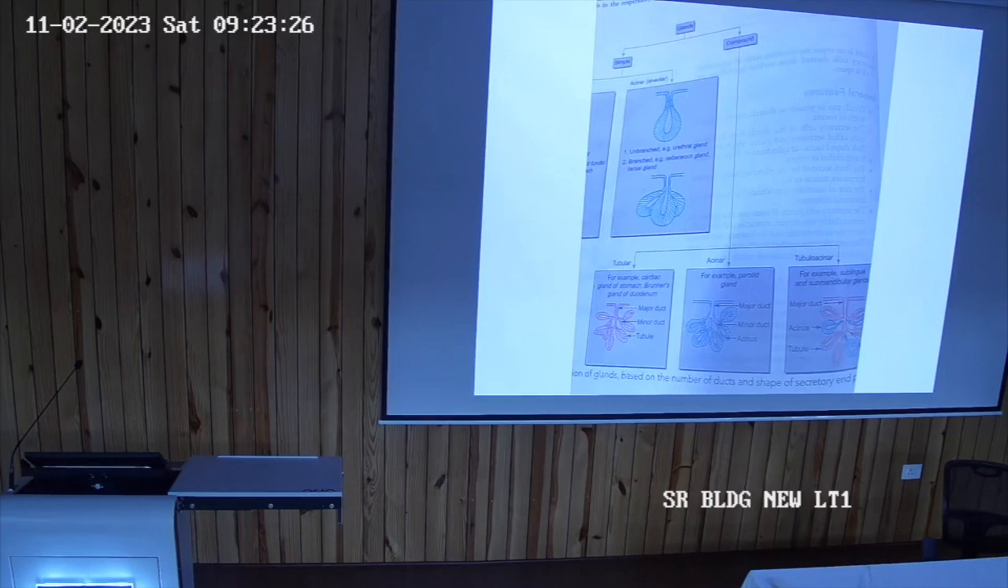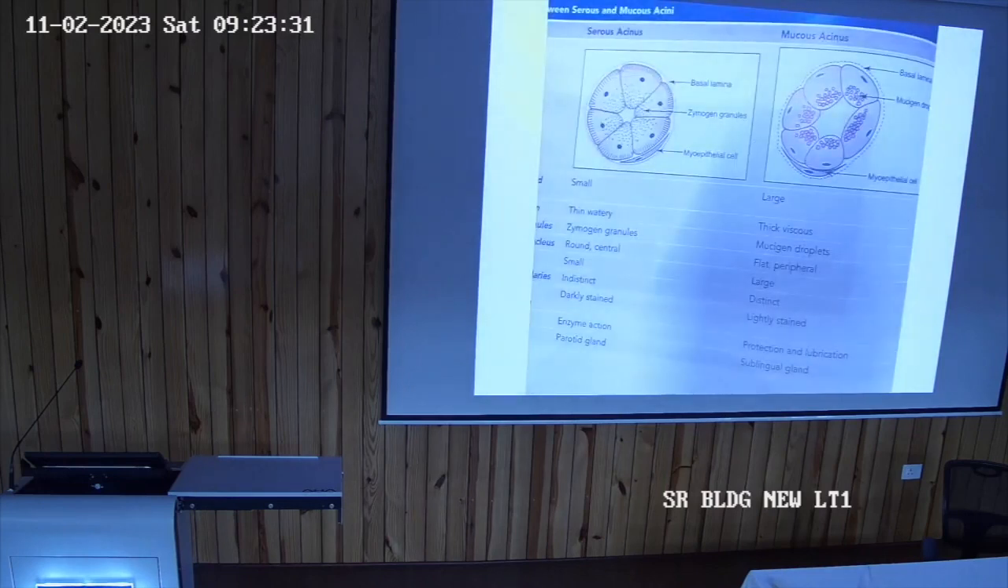While seeing under the microscope, you will see this type of picture. Look here. In serous glands, the cells lining the glands are pyramidal in shape. As the cells are pyramidal in shape, the lumen is small. Another thing, see the nucleus. The nucleus is oval or rounded and present centrally.